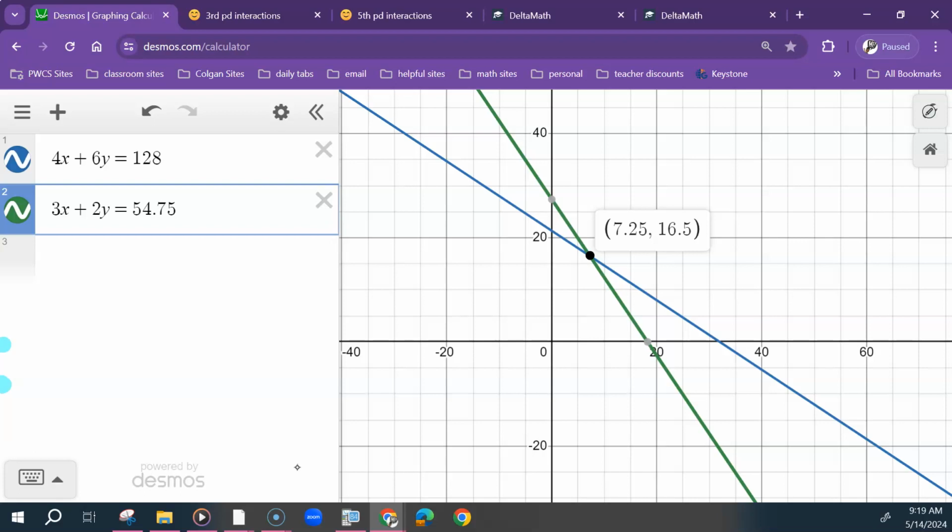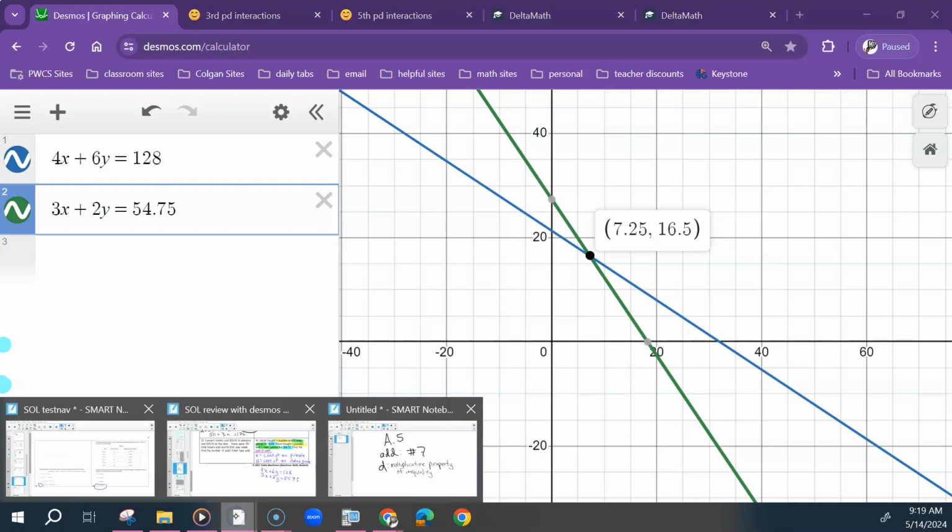And then when you write in that answer, since we're looking for both, it'll be $7.25 for the puzzle and $16.50 for the video game.